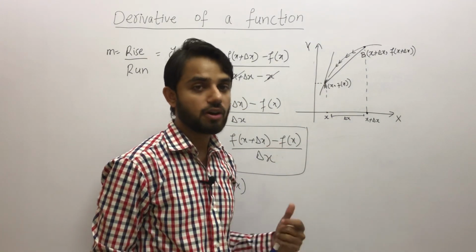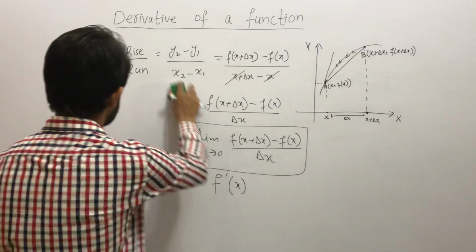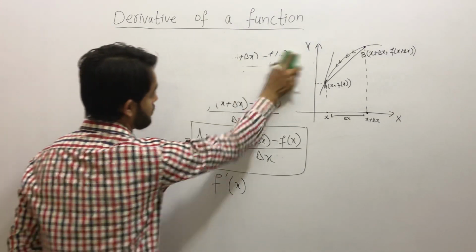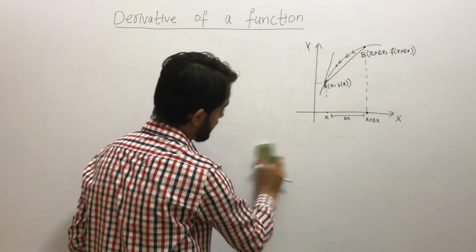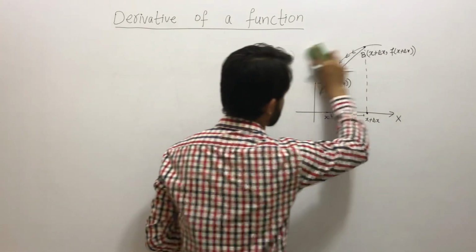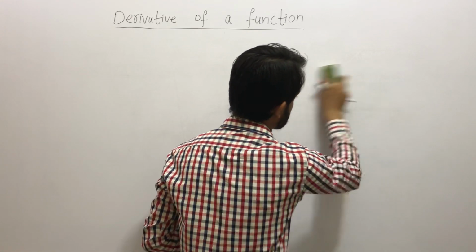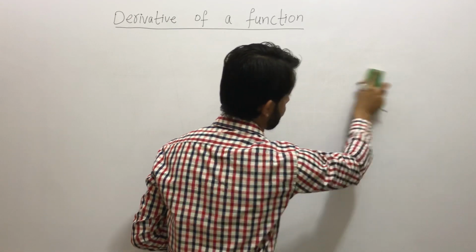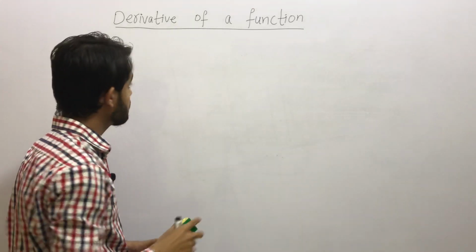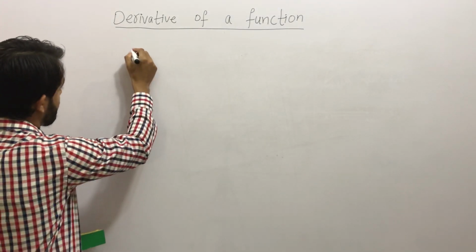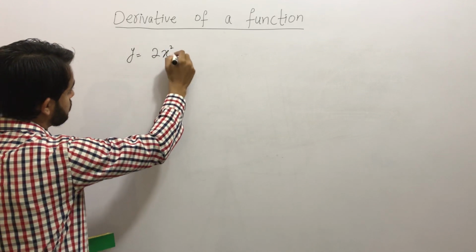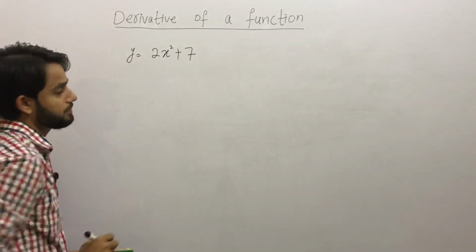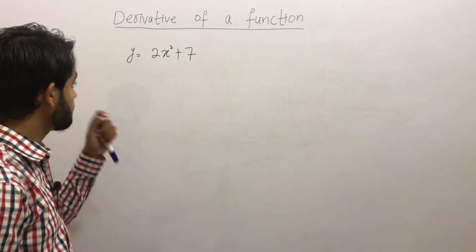So let's solve one example so that you know how to compute a derivative of a function with the first principle. Okay, we can take the quick example that y is equal to 2x square plus 7. So this is the function that we have.